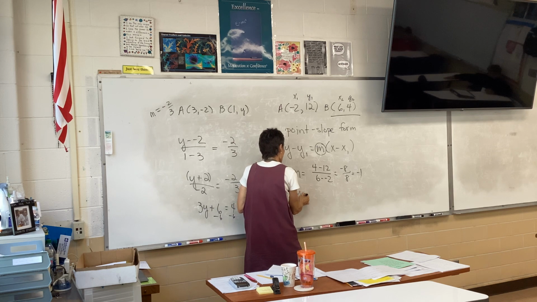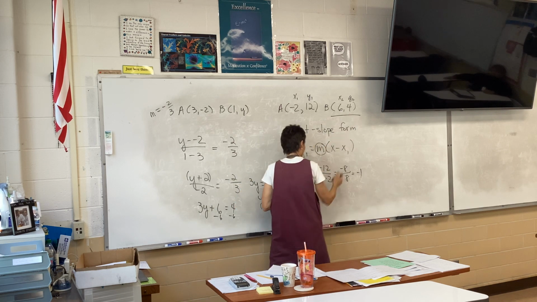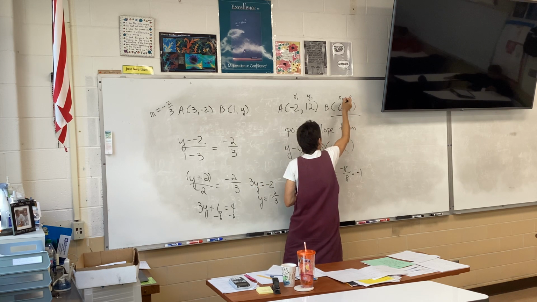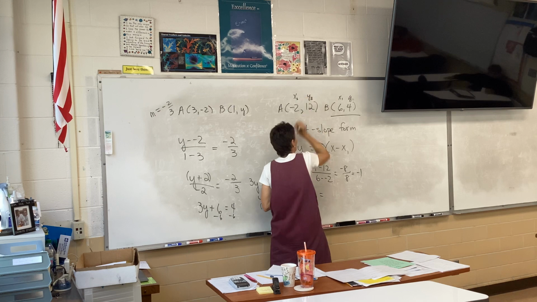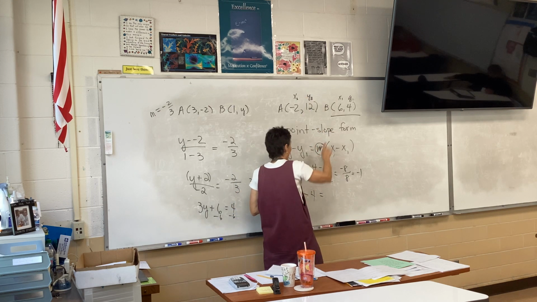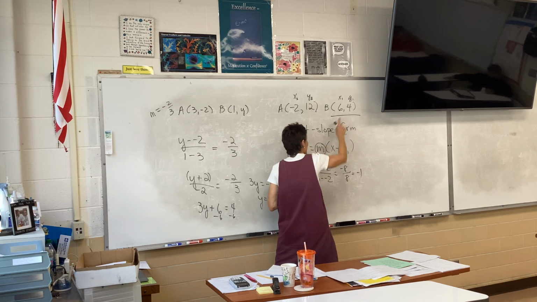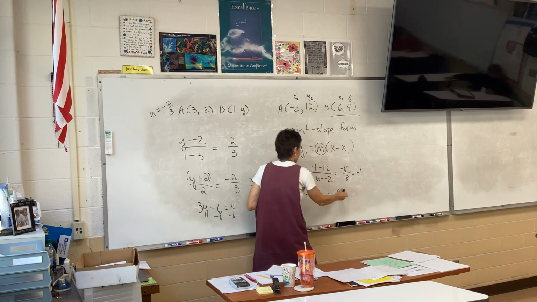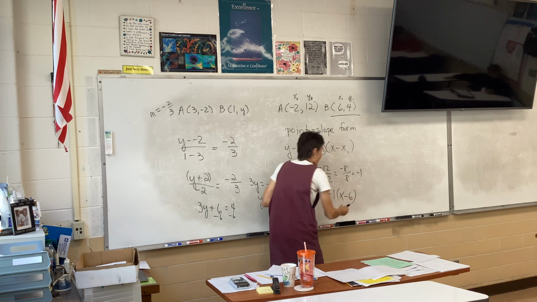So y minus 4, I'm letting this one be the 1 point. This one then is the 2 point. Doesn't matter, it's totally irrelevant. So y minus my y equals -1 x minus my x. Remember doing that?